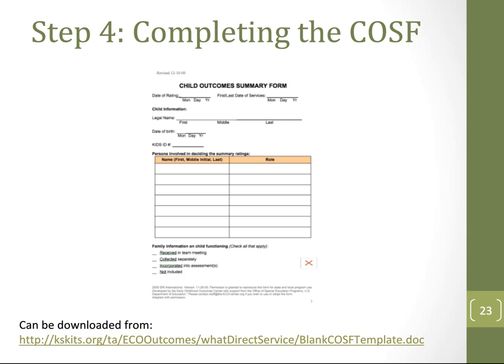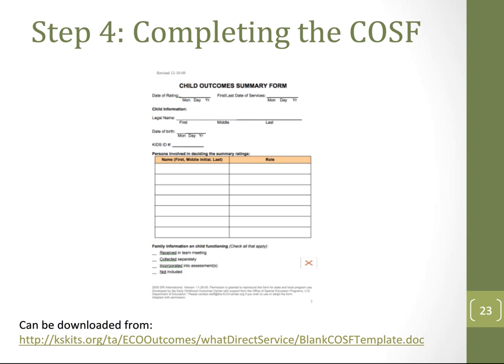All persons who are part of the discussion about the actual rating should be listed in the team member section of the COSF. Kansas requires teams of at least two professionals to make this early childhood outcome rating. Team members don't have to have been part of the evaluation, but they do have to have access to assessment information and understand the rating process.